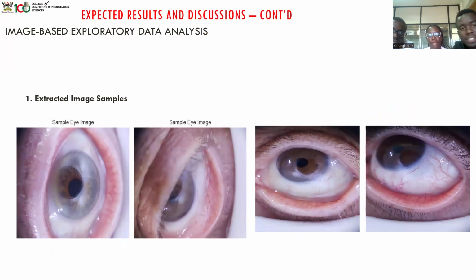Okay, here we have some expected results and discussions. That means the image-based EDA, and then we have the extracted image samples. That means we have here some sample eyes, the kind that somebody is supposed to capture so that we can detect anemia.